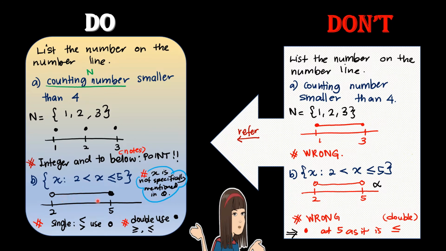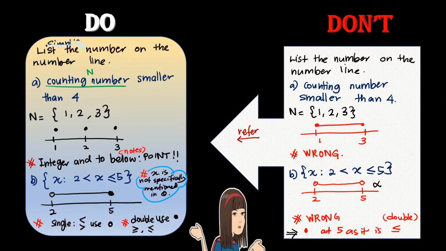Guys, please don't take it easy on this dot, because it depends on our inequality symbol. If it is single, it is an empty circle. If it is double, you have to use a dense circle. So this is wrong; you must use a dense circle at 5 as it is double. So remember this: single notation for inequalities, use an empty circle. Double notation of inequalities, use a dense circle.